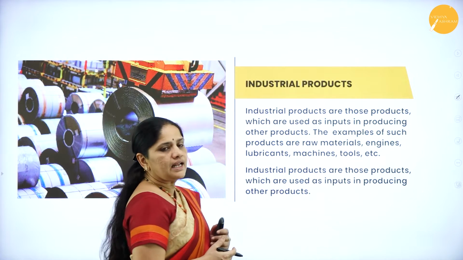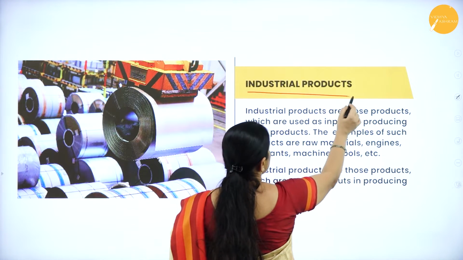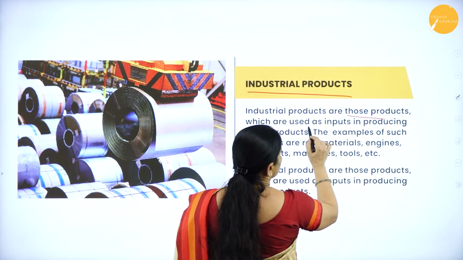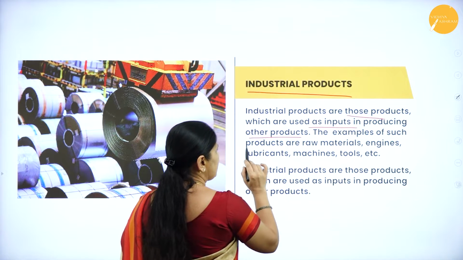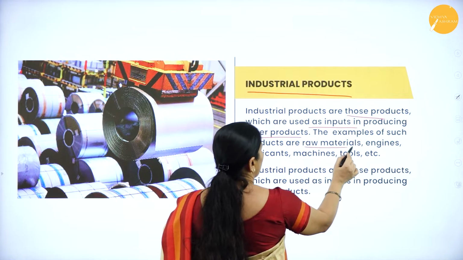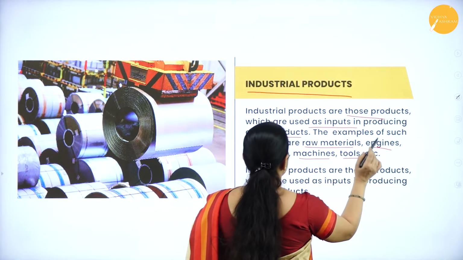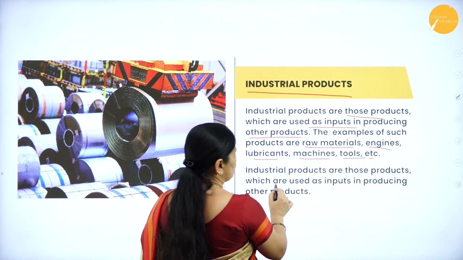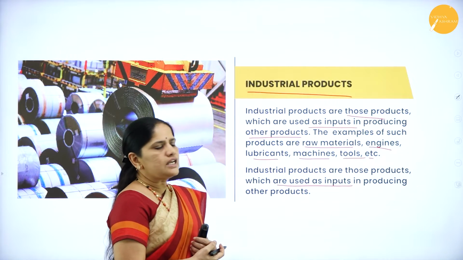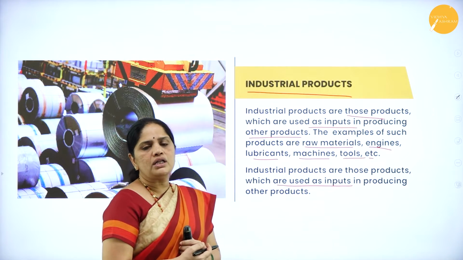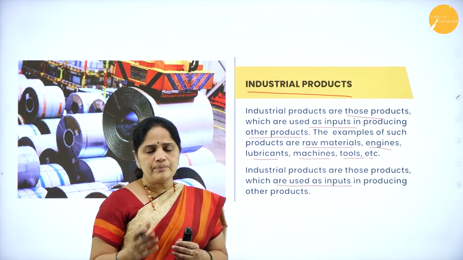Then next, let us see what industrial products are. Industrial products are those products which are used as inputs in producing other products. Examples of such products are raw materials, engines, lubricants, machines, tools, etc. These industrial goods refer to all those raw materials which go into the manufacture of a product.